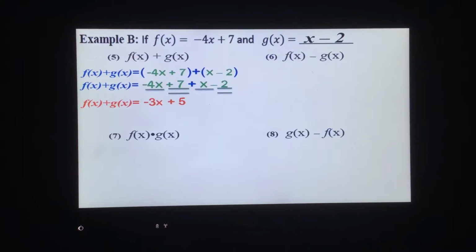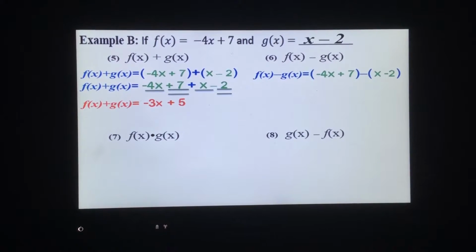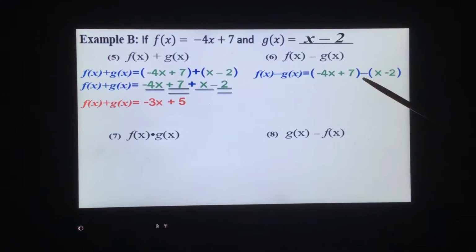All right, guys, hopefully you got this one correct. So again, they want us to take f of x, which is the negative 4x plus 7, and they want us to subtract g of x, which is the x minus 2. So what we need to do here, since we have a negative and there's a binomial here, we're going to have to distribute this negative, okay?